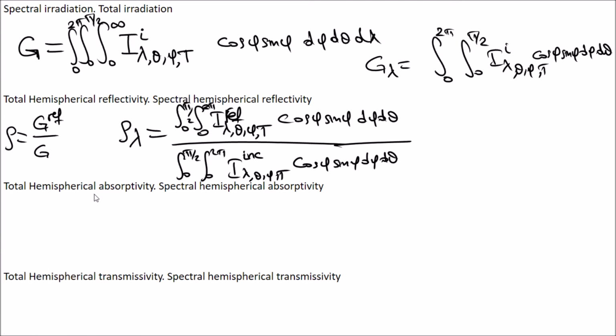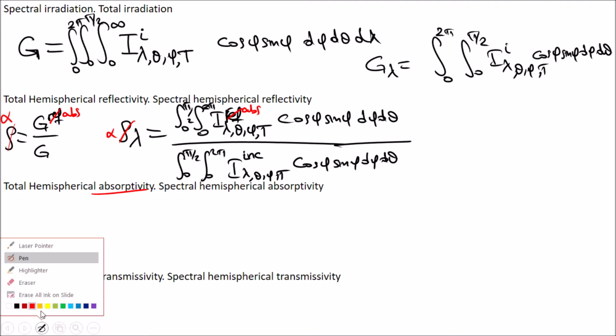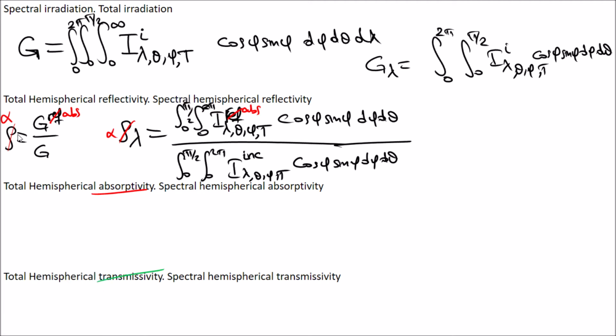And if you talk about absorptivity, instead of that one you will write alpha, and instead of reflected you will have the absorbed. Similarly for the transmissivity, you will have tau, and instead of absorbed you will have the transmitted. That's the definition of the total and the spectral values. And most of the time you are working with these total values instead of the spectral values.